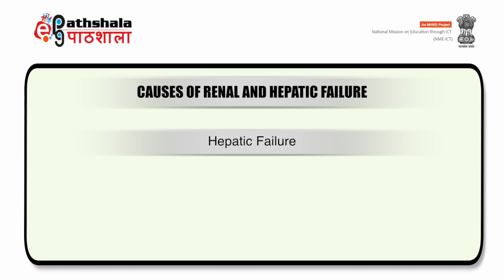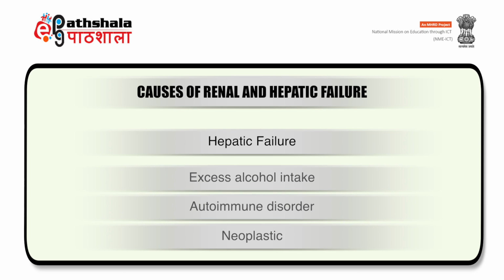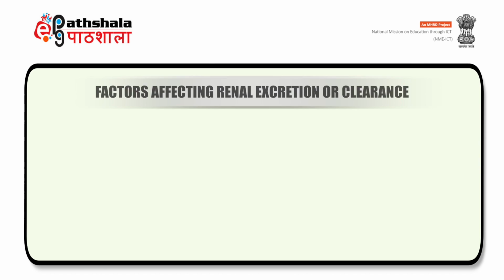What can be the possible causes of hepatic failure? Possible causes include excess alcohol intake, autoimmune disorder, neoplastic disease, viral infections, and metabolic instability. Disease conditions like hepatitis B, hepatitis C, alcoholic liver disease, and rarely drug-induced liver disease from methotrexate and amiodarone can also lead to hepatic failure. Now the next topic is factors affecting renal excretion or renal clearance.